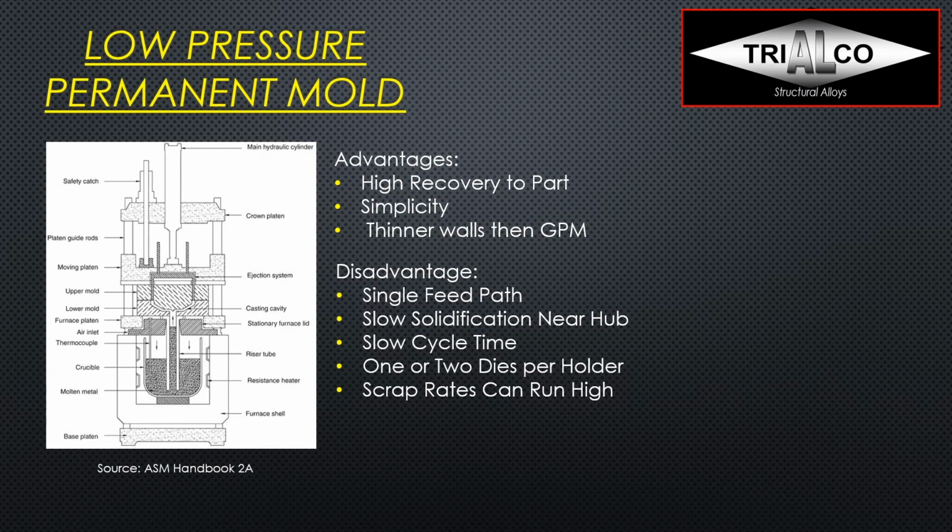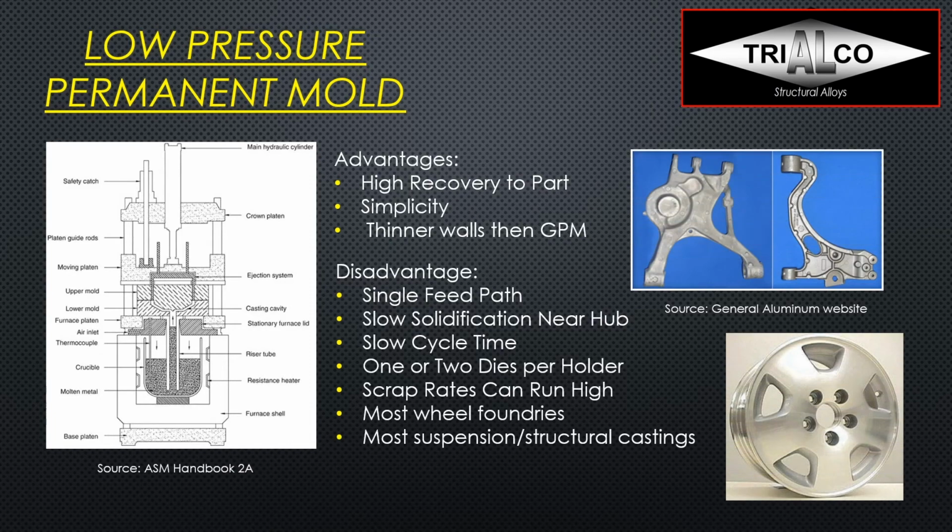And you still have relatively slow solidification near the hub, and it's a much slower cycle time than high pressure die casting or squeeze casting. You usually have 1 or 2 dies per holder, and the scrap rates can run relatively high. As I said, most wheels are made in this process, and actually most suspension and structural castings that are reasonably thin-walled are made in this process as well.